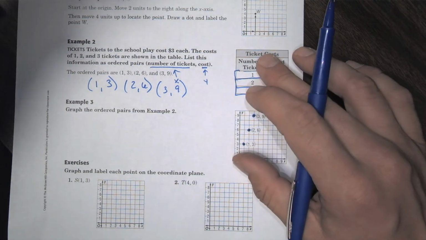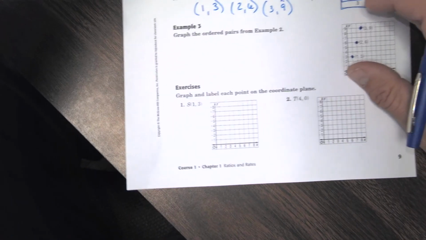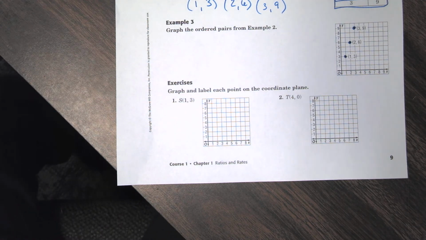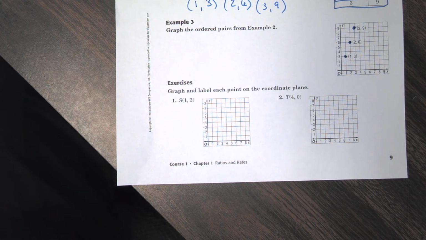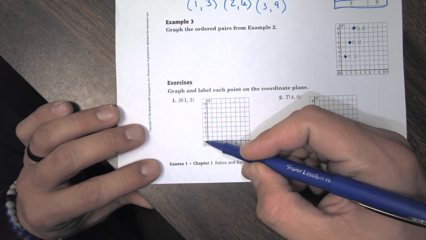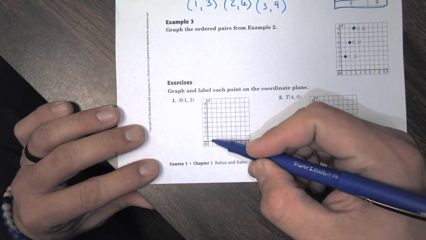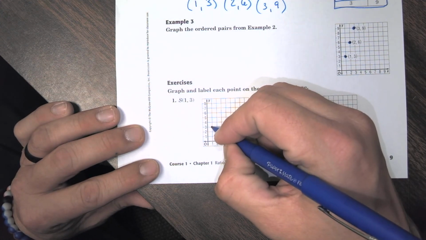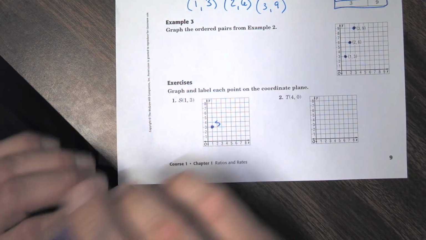So go ahead and try to do 1 and 2. All you're doing is graphing them. Do not forget to label them because that is a point. So that's point S and point T. Let's graph these. Point S is 1, 3. So I start here at 0, 0, that origin. I go over to 1 and we go up to 3. 1, 2, 3. And then you just label it S, just like that.